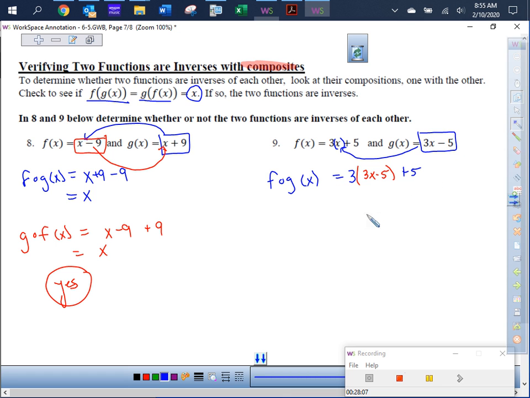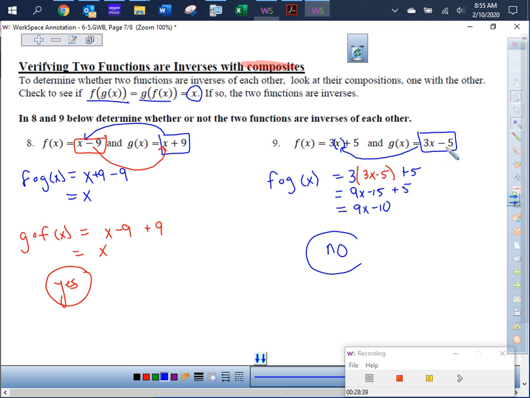Is everyone cool with the substituting in part? Clean up. Distribute. That's 9x minus 15 plus 5, which the last I checked is 9x minus 10. What were we supposed to get back if they are inverses of each other? X. Did we get x back? Nope. There's no need to go further then. If you don't get x both times, then it's a no. And if it was the first time, why do the extra work? It's already no, they're not inverses of each other.